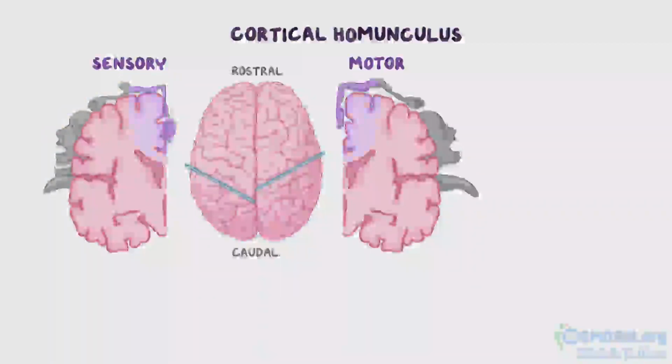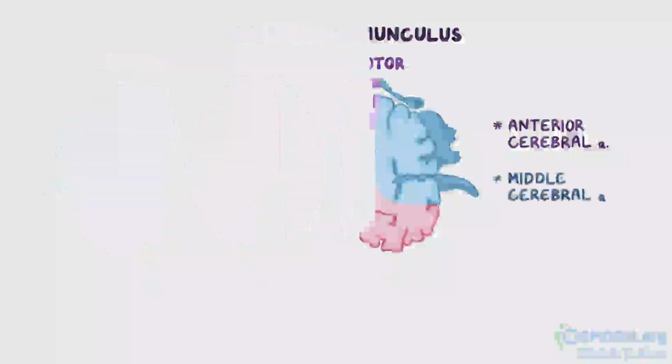The medial area of the homunculus, representing the lower body, is supplied by the anterior cerebral artery, while the lateral area, representing the upper body and face, is supplied by the middle cerebral artery.